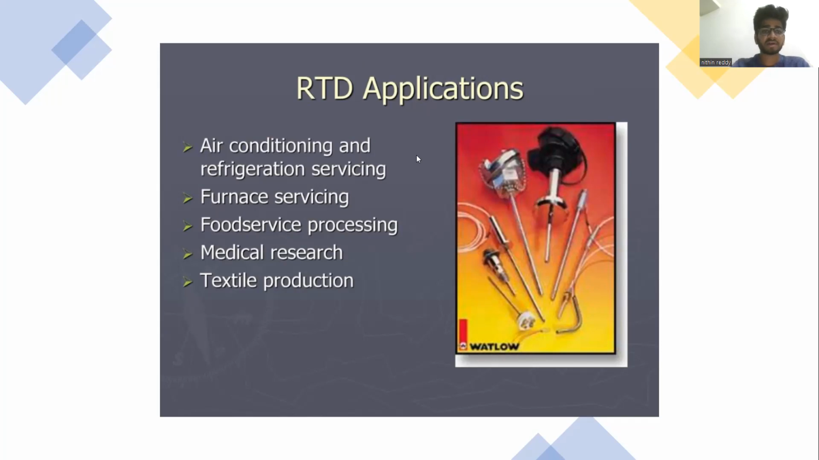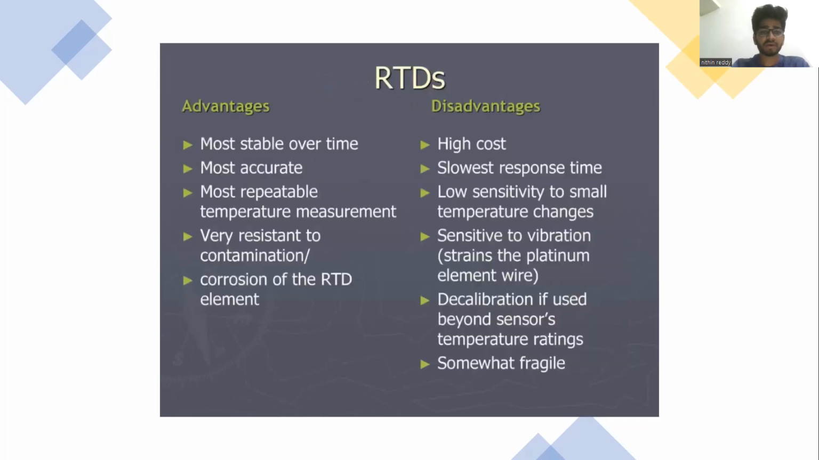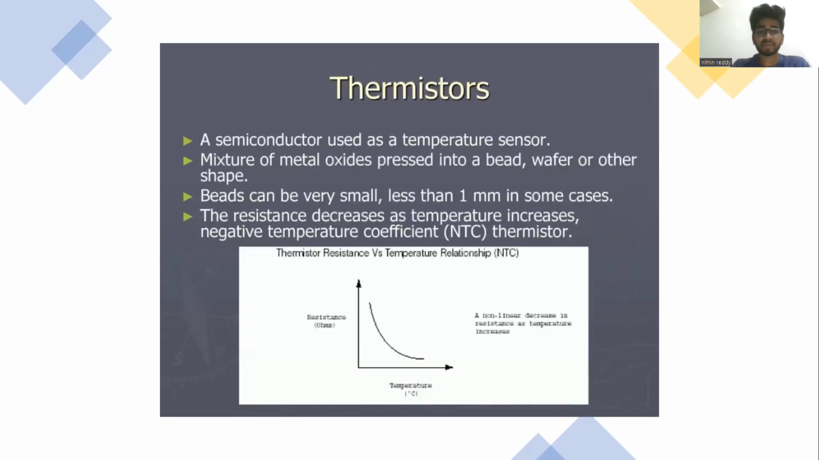Its advantages are most stable over time, most accurate, most repeatable temperature measurement, very resistant to contamination and corrosion of the RTD element. Disadvantages are high cost, slowest response time, low sensitivity to small temperature changes, sensitive to vibration, decalibration if used beyond the sensor's temperature rating, temperature rating somewhat rare.